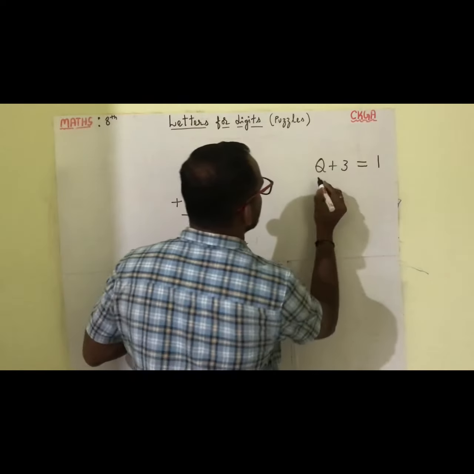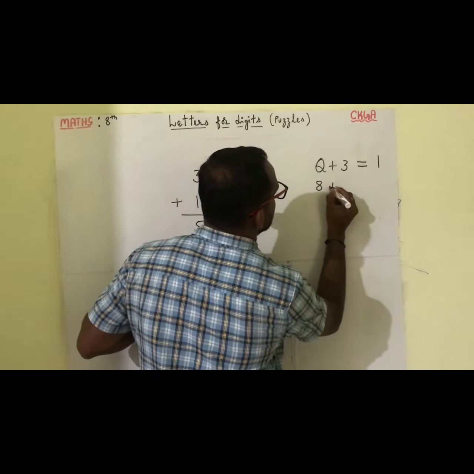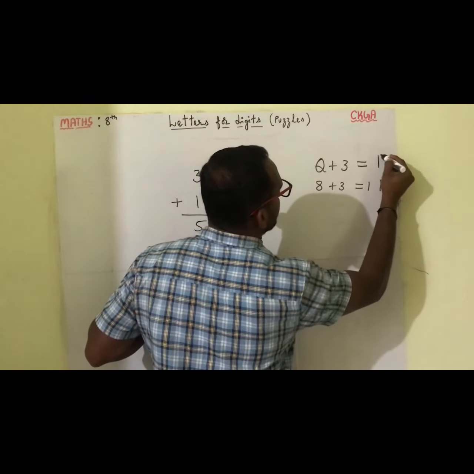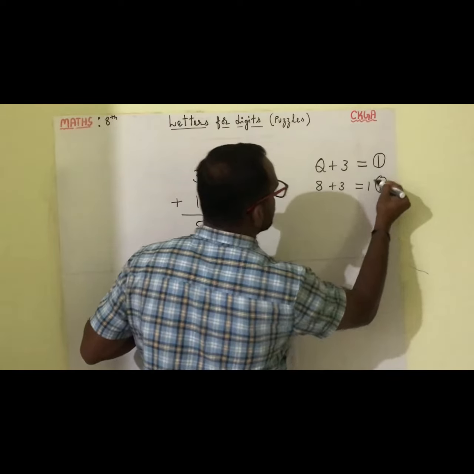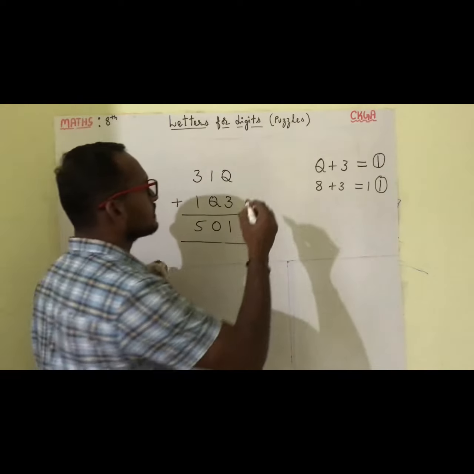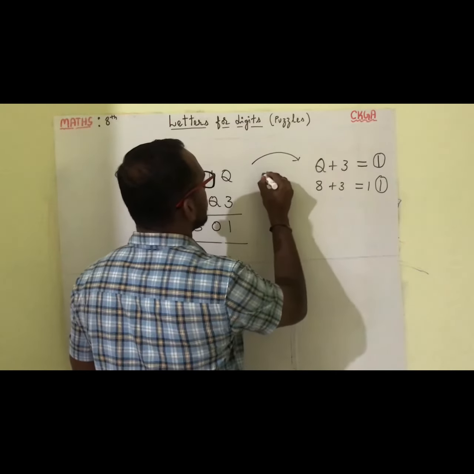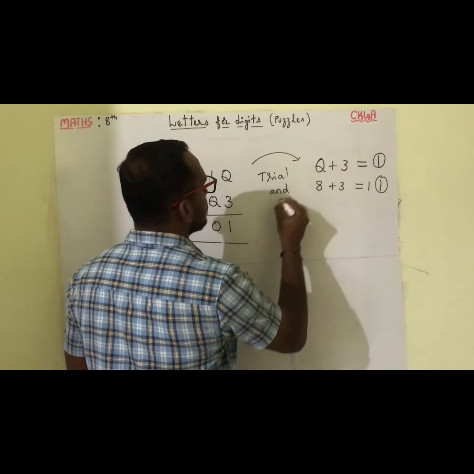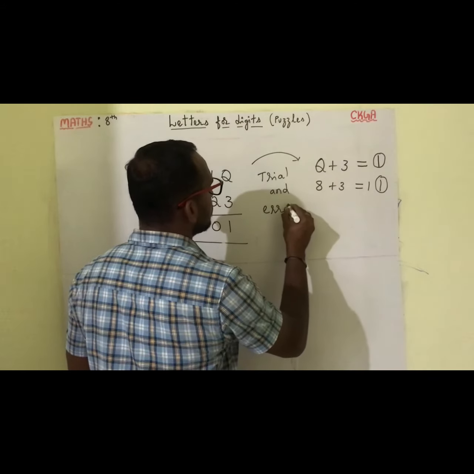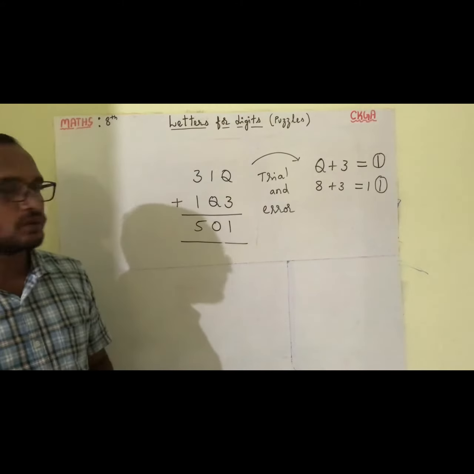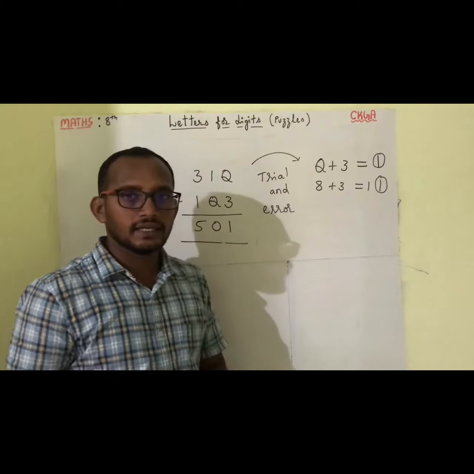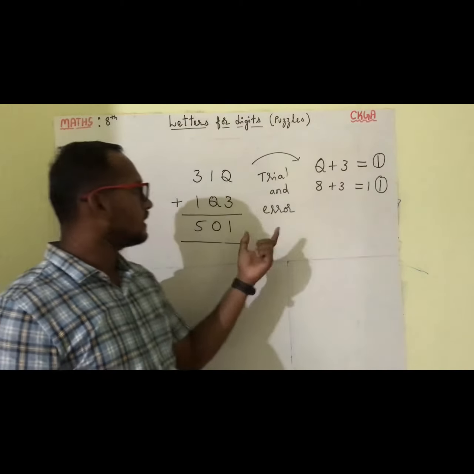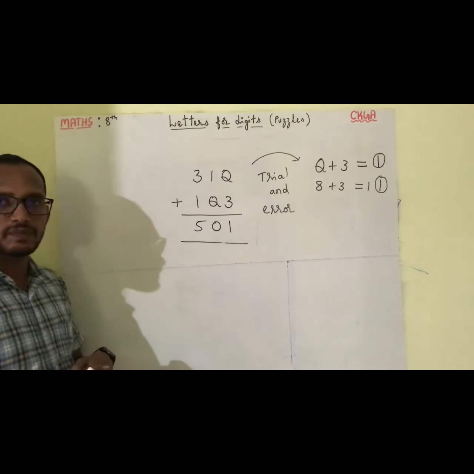Suppose I take 8 here plus 3, so 8 plus 3 is 11. See now, the unit place number has been matched. Somehow you are cracking the code by using trial and error. You went on trying to fix this problem, and finally you fixed it with 8 plus 3, where the unit place number is 1. Let's see how this puzzle has been solved.